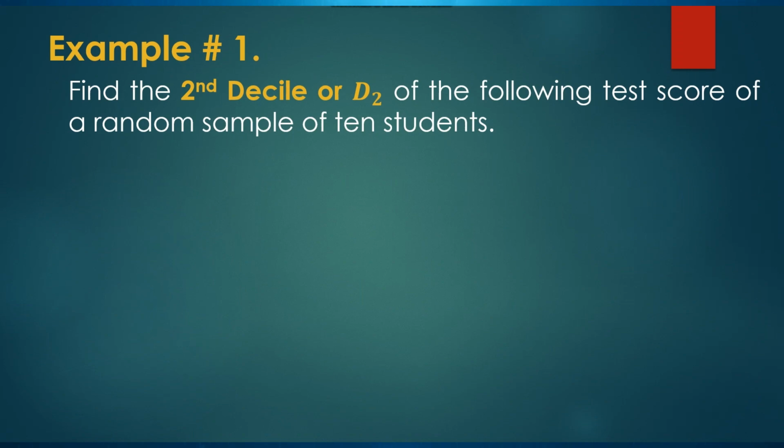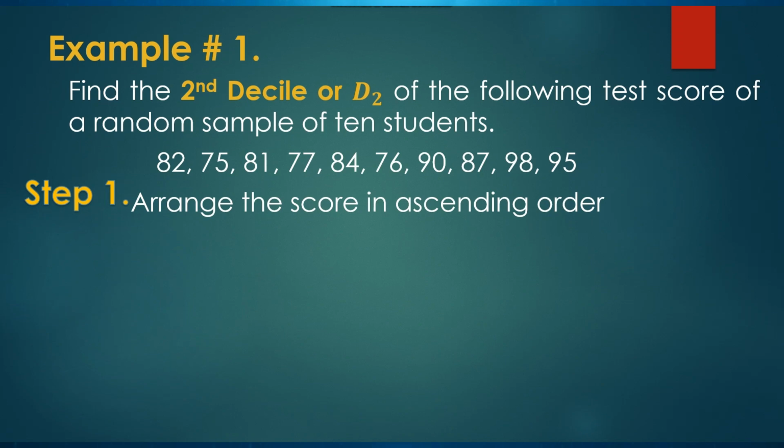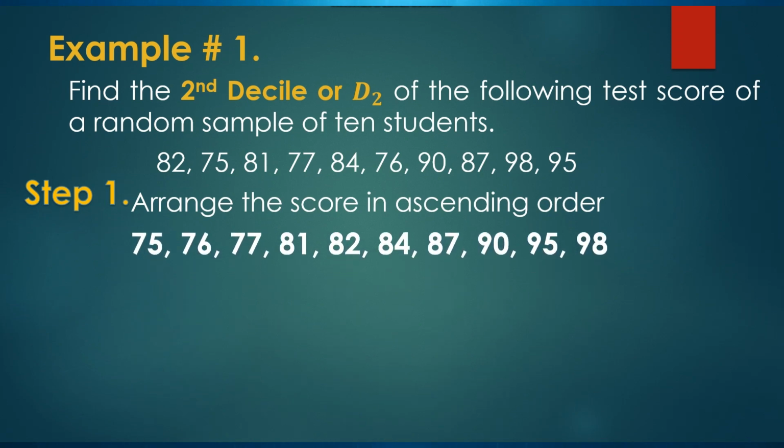Example: find the second decile or D2 of the following test scores of a random sample of 10 students. We have the scores 82, 75, 81, 77, 84, 76, 90, 87, 98, and 95. Step 1, arrange the scores in ascending order. So arrange natin yung score from lowest to highest. We have 75, 76, 77, 81, 82, 84, 87, 90, 95, and 98.